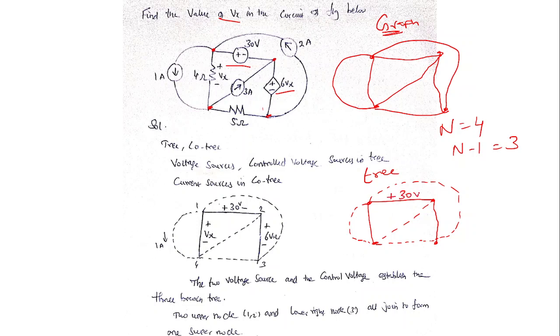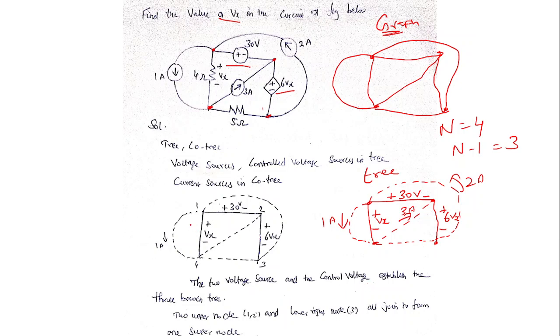So it is my 30 volt, and I am writing the polarity properly, 6 Vx, and we have plus or minus Vx. These are the polarities I need to make sure of, and I can even mention the currents, 1 ampere, 2 ampere, 3 ampere. These will all be useful while applying KCL. Okay, so there are 2 voltage sources, 1 voltage source and 1 control voltage source. So totally we have 3 branches in the tree.